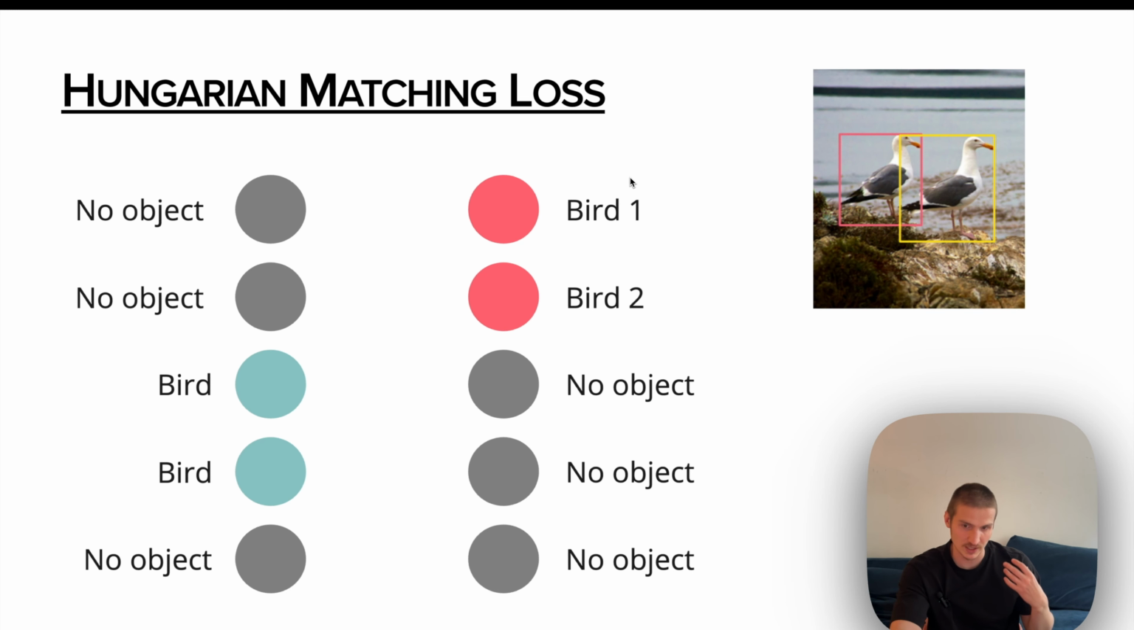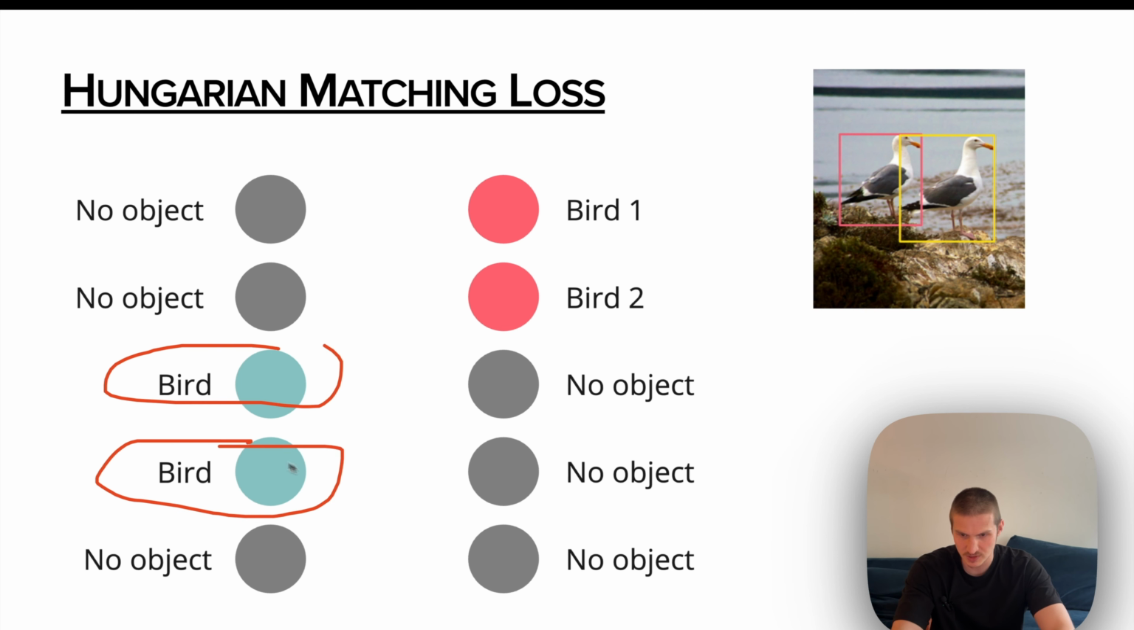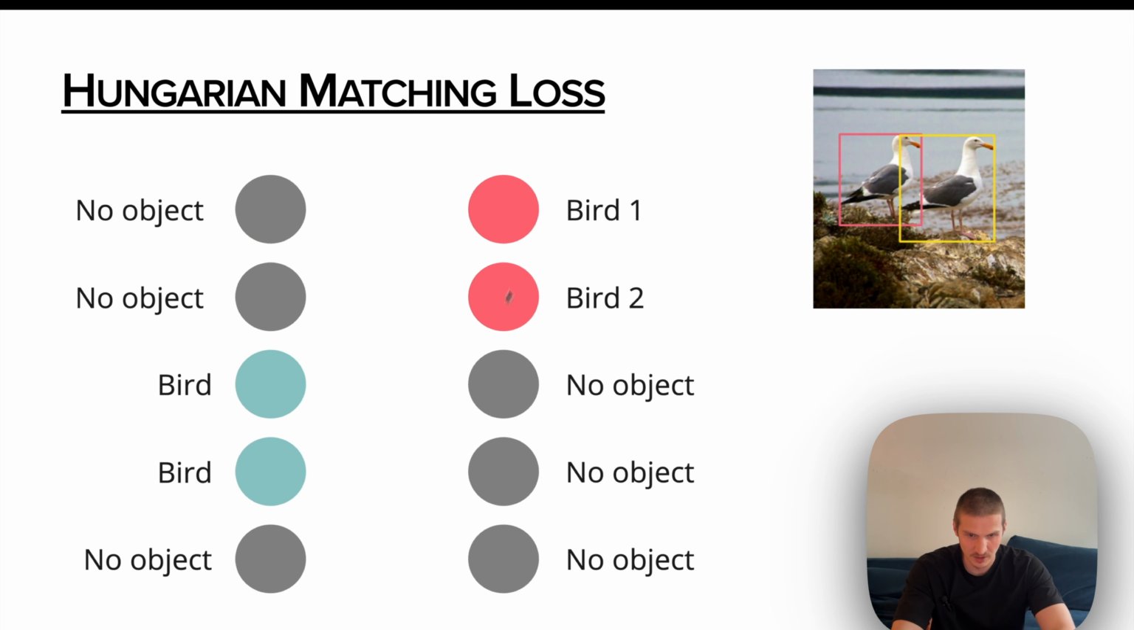As I said before, it's solved with the Hungarian matching loss. So let's say that the model predicts 2 birds, and then all the other queries are just saying no object. And the prediction of the DETR model is basically a set, so it does not really have order to it.